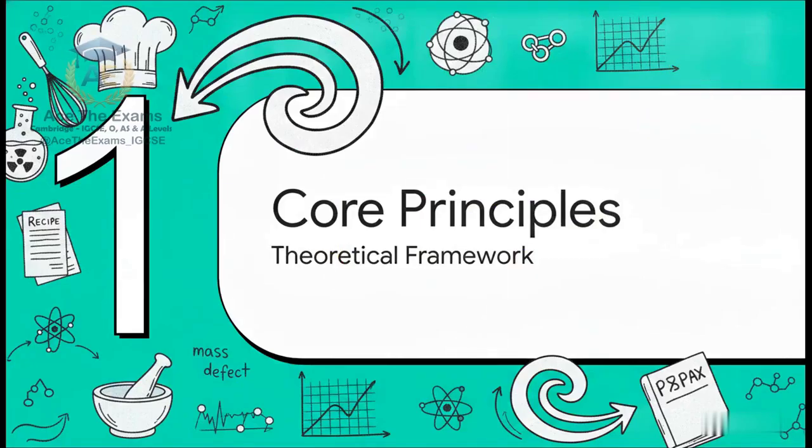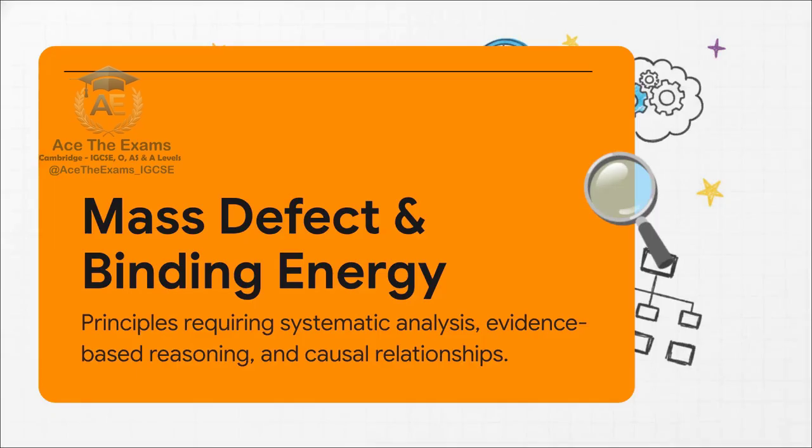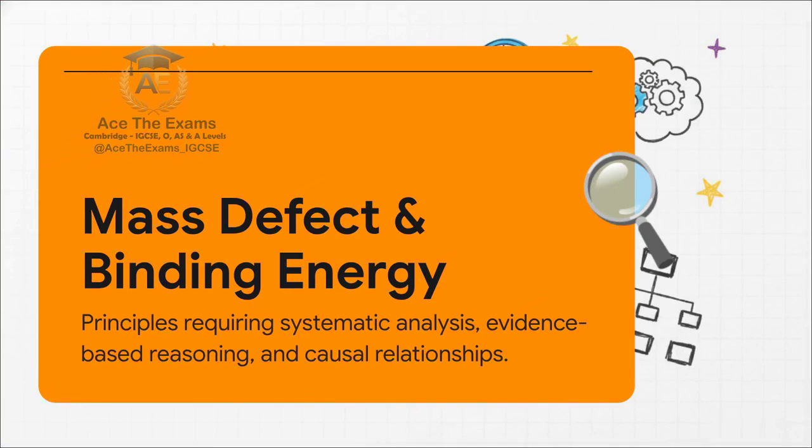Let's kick things off with Act 1, Core Principles. These are the fundamental ingredients of nuclear physics, and you need to prep them perfectly before any of the real analytical cooking can even begin. Now, what's really interesting about this slide is that terms like mass defect and binding energy aren't just vocabulary words you can simply regurgitate onto the page.